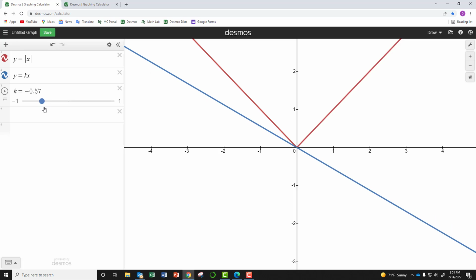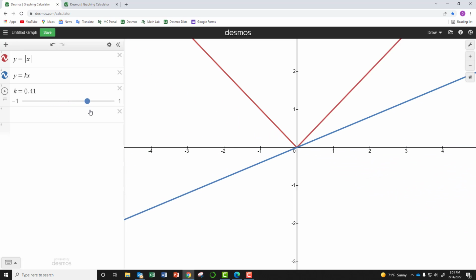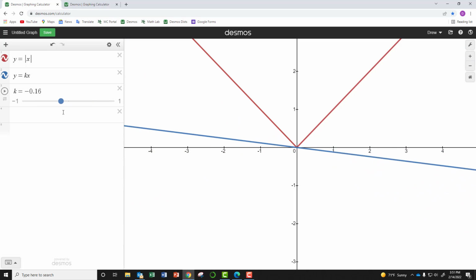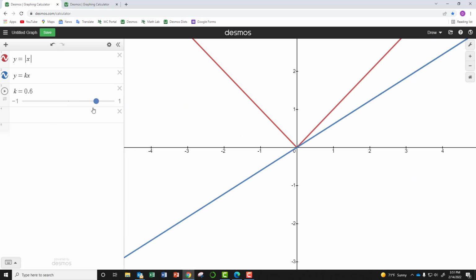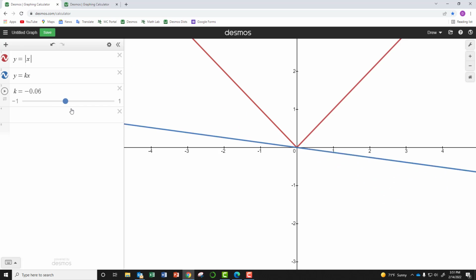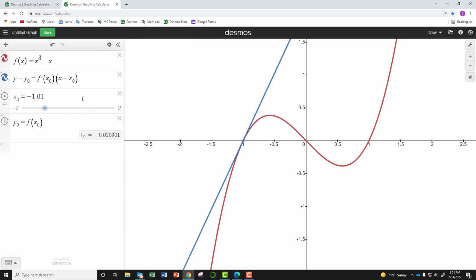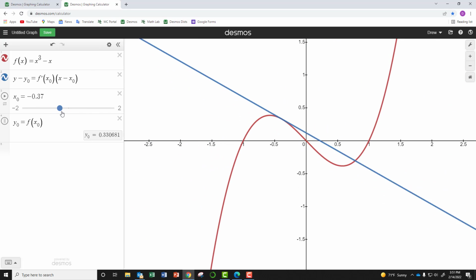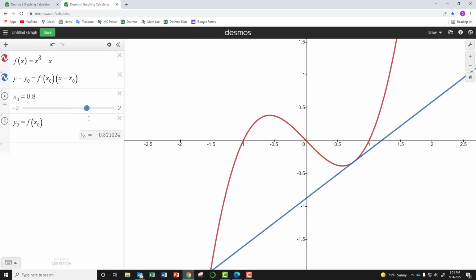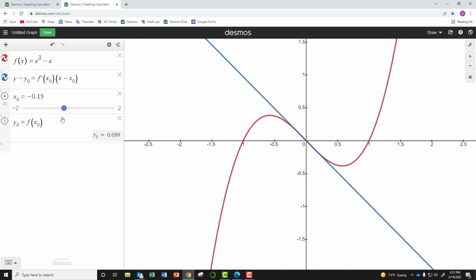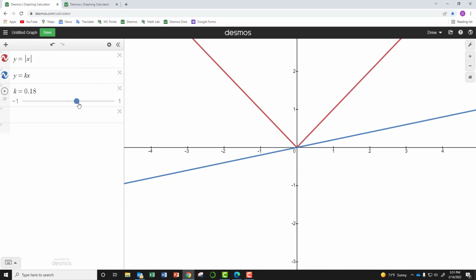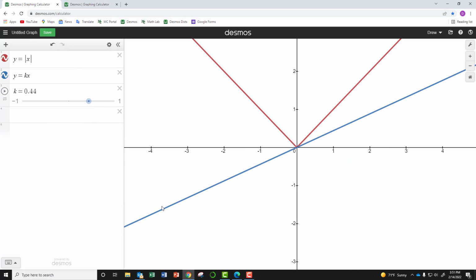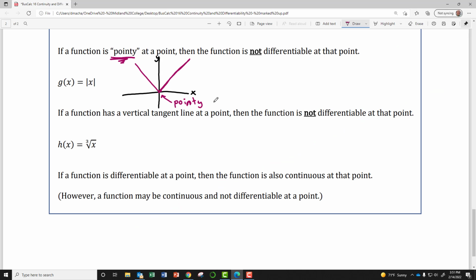But there's not one particular slope of this line that would make it a tangent line to our function. Since I can't nail down a slope that matches the steepness of the curve at that point, like I can for this nice differentiable curve, that's why whenever we find pointy functions like this one, we say it's not differentiable at the pointy point.